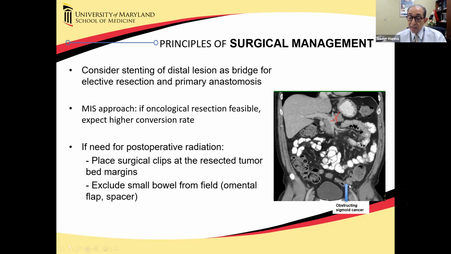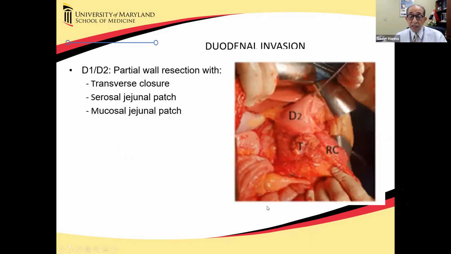In this picture here, you can see the obstructing sigmoid cancer. This was actually invading into the ureter, and we ended up resecting the distal ureter as well. So let's talk about specific organ invasion. So duodenal invasion, because this seems to be quite difficult somehow to manage. If you can see here in the image, it's clearly this is D2. This is the colon here, and you can see there's tumor extending, invading into the D2, D3 area right here, okay? So you can see that clearly.